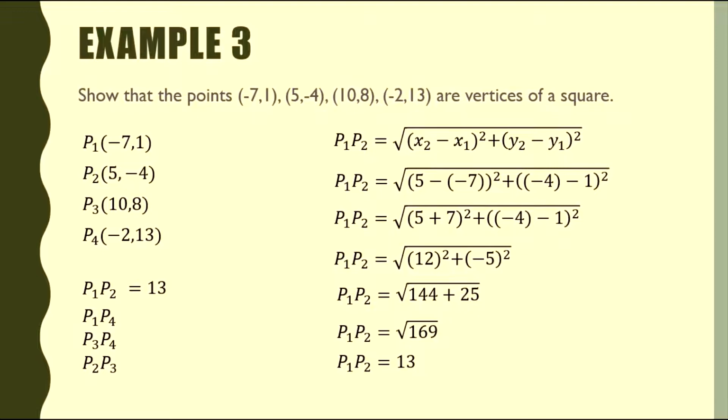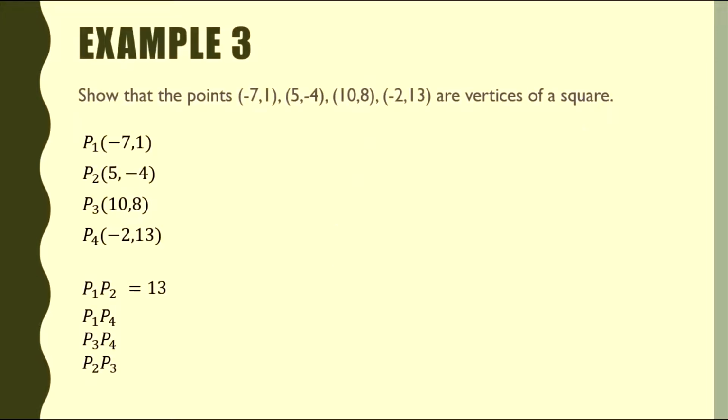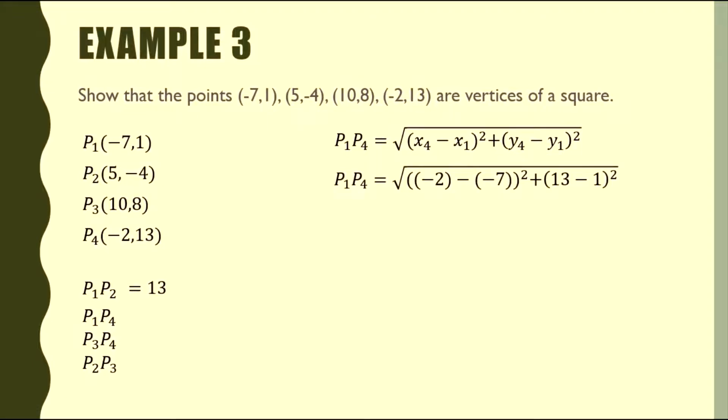Now, let's proceed to finding the measure of another side, which is P sub 1 to P sub 4. So, for P sub 1 and P sub 4, the points that we will need are (-7, 1) and (-2, 13). -7 is our x sub 1, 1 is our y sub 1, -2 is our x sub 2, and 13 is our y sub 2. So, substituting those values in our formula, we will get the square root of -2 minus -7 squared plus 13 minus 1 squared.